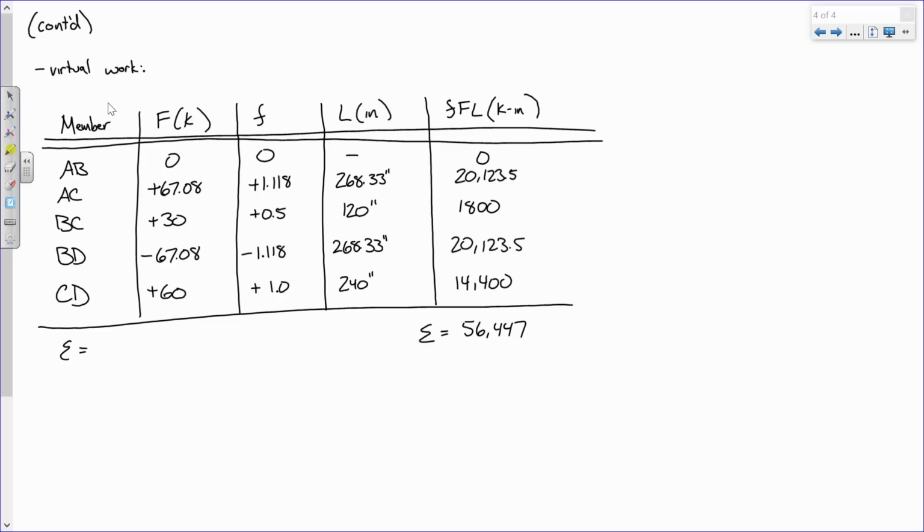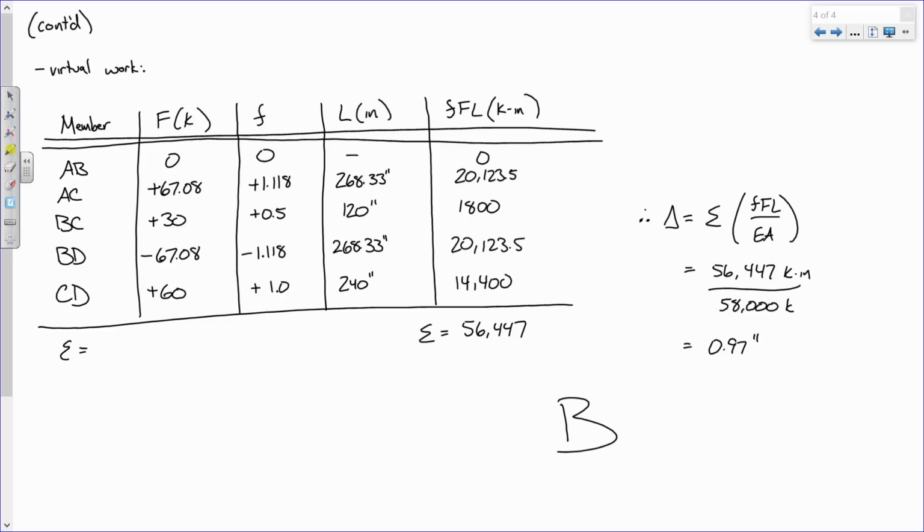All right? So remember, oh, I was about to say, don't tell me my pen's dying on me. So therefore, our deflection is summing up the little f, big FL over EA, which is 56,447 inch kips divided by 58,000 kips. Remember, we did our EA at the very beginning of the problem. And so what does that come out to be? What do you think?